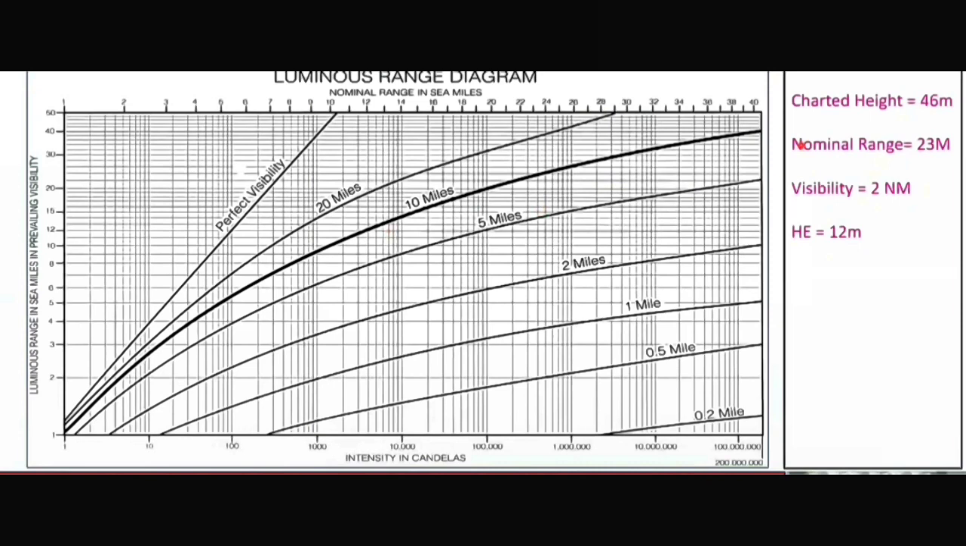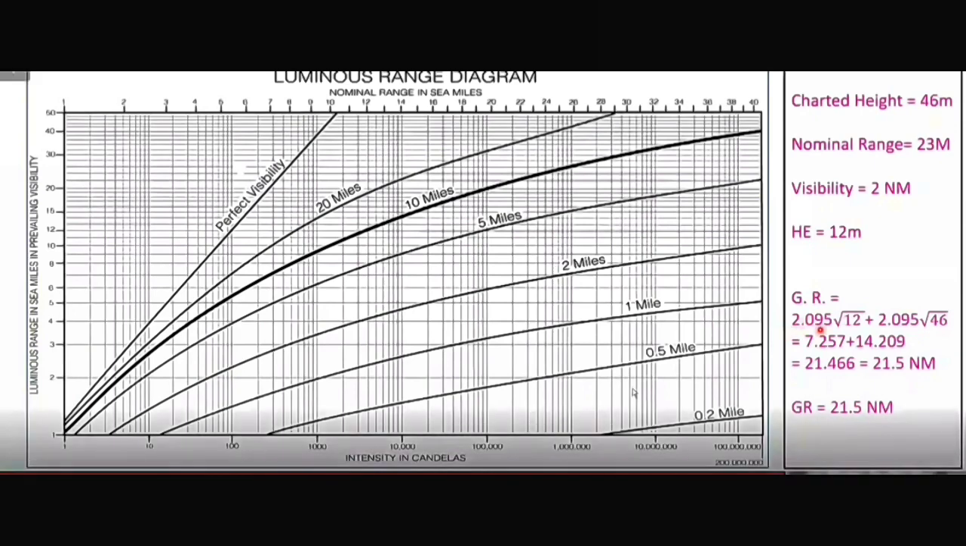Now, if you come to this part of it, we have this information out here. This is the luminous range diagram. So we calculate GR and PLR. Now GR is equal to 2.